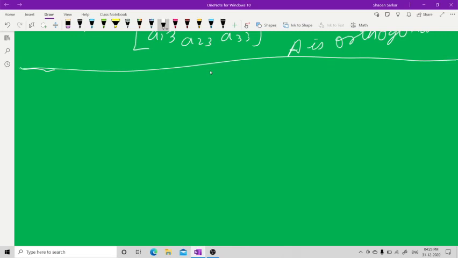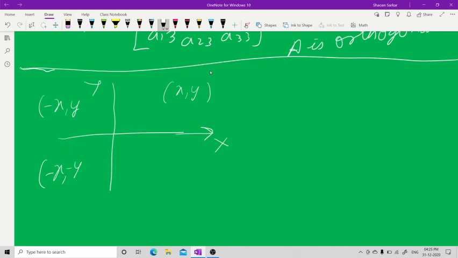Now, you have seen in class 10th, these are your coordinate axes, x and y. This is your first quadrant, you used to write x comma y. This is your second quadrant, minus x comma y. This is the third quadrant, minus x comma minus y. And this is your fourth quadrant, x comma minus y.